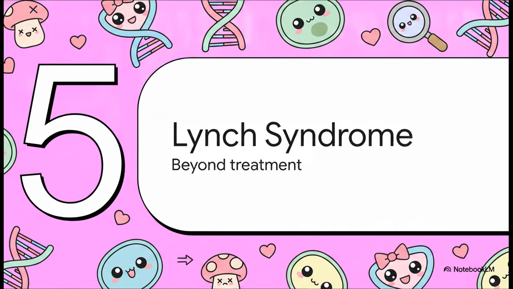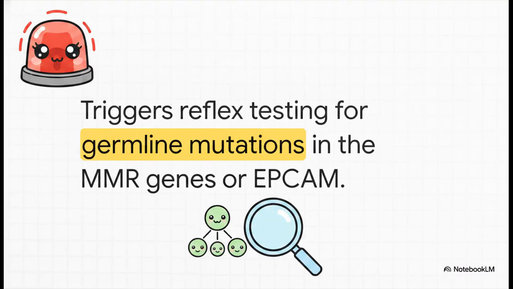And finally, part 5, beyond treatment, Lynch syndrome. Detecting these typos has implications that go way, way beyond the immediate treatment of an individual patient. Let's look beyond the tumor itself. When a pathology lab finds a deficient mismatch repair system, it immediately sets off a protocol alarm.